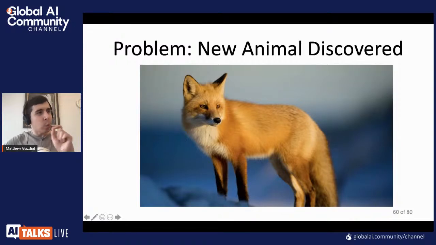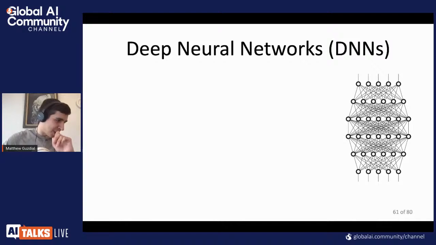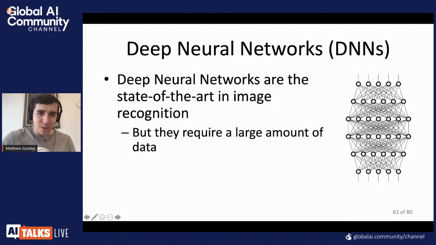Now, let's say that for this new animal, we wanted to come up with an image classification approach, an automated computer image classification approach, so if this weird animal called a fox ever showed up again, we would be able to recognize it. So the problem here is that the most common way to do an image classifier these days is to use a deep neural network. And deep neural networks, while being the state of the art in image recognition, require a large amount of data. And if we've just discovered this animal, there's no guarantee we have all that much data.